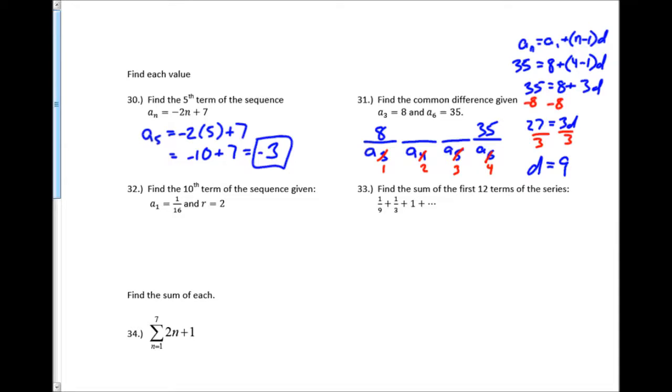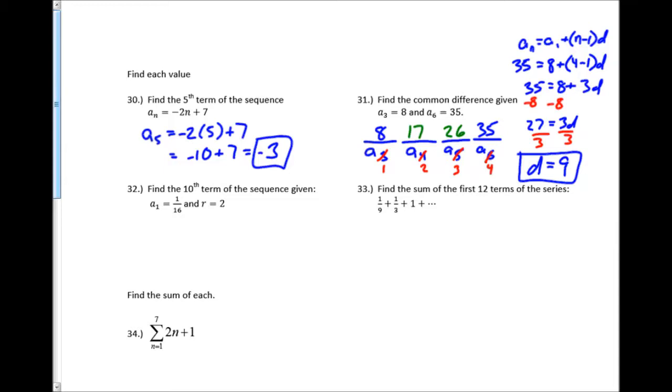But an easy way to check this is to plug it in. 8 plus 9 gives me a 17. Plus 9 is going to give me a 26. Plus 9 gives me a 35. So now I know with 100% certainty that that d value is correct.